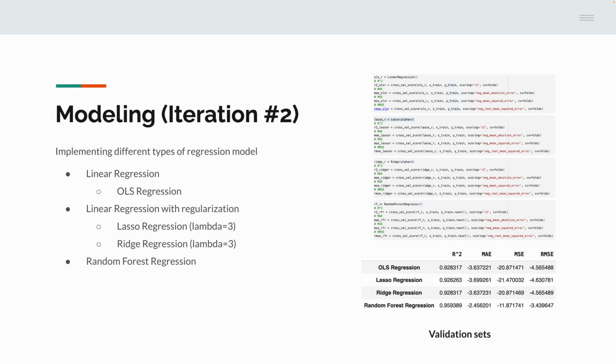After determining the feature selection, we will select the final model by comparing the performance of different types of regression models. In the second iteration, we will test the performance of the linear regression model, lasso regression model, ridge regression model, and random forest regression model. During the training process, we also fine-tune some of the model's hyperparameters.